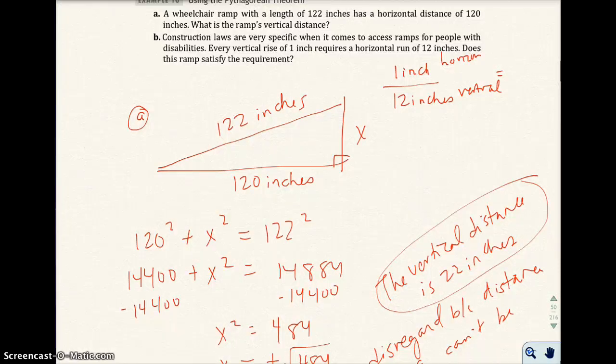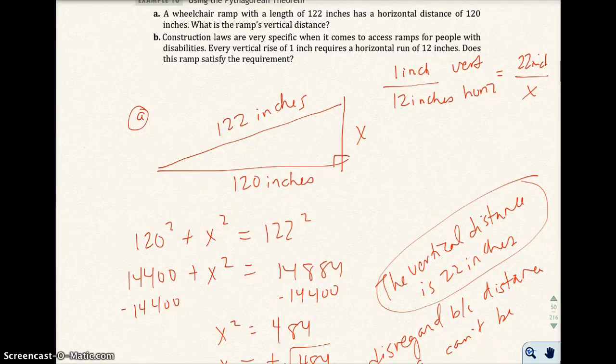Excuse me, I mixed that up. This should be every 1 inch of vertical rise requires a horizontal run of 12 inches. I had that mixed up, sorry. So now we have a vertical distance of 22 inches. We're trying to figure out what we need for horizontal run.